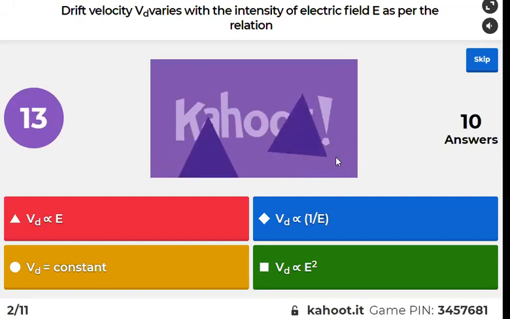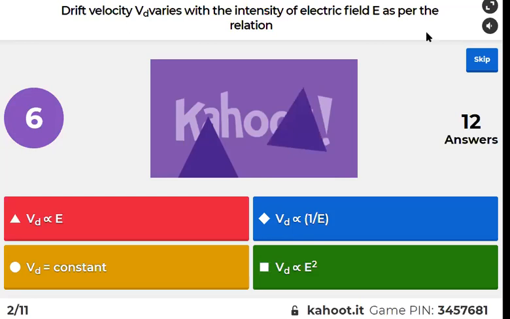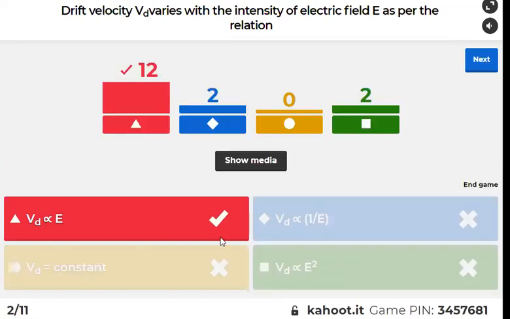Tell me. Okay, Hema. The answer is, tell me this, right? Yes or no? Basic formula, J is equal to sigma E, and this is equal to n e V_d. So V_d is proportional to E. We have discussed this, right? Okay. Chalo, next.